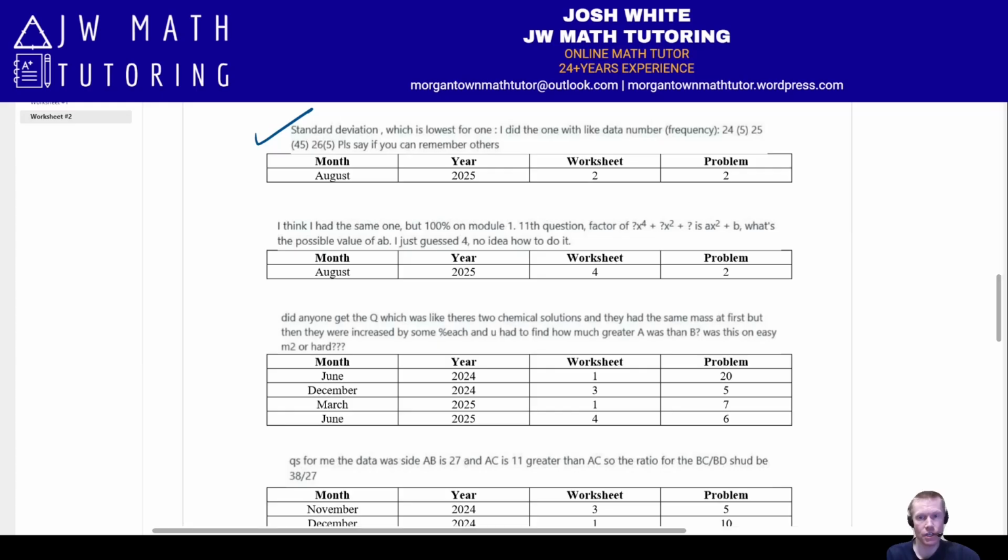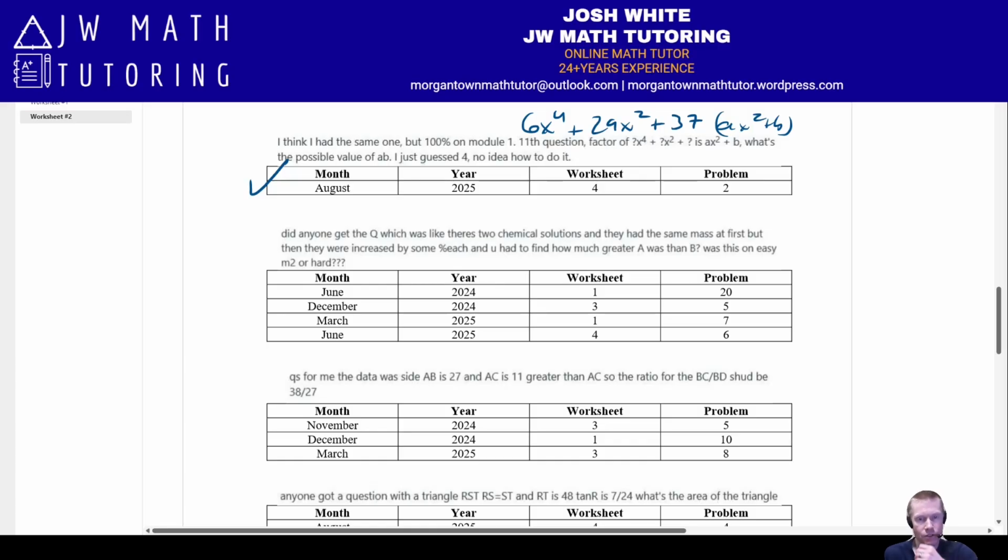Next, there is a question where you have a 4th degree polynomial. I'm just making these numbers up. It's like 6x to the 4th plus, I don't know, 29x squared plus 37 or something like this. And it tells you that one of the factors is ax squared plus b. What's a possible value of ab? There are technically 2 different answers, because you can factor it, but it's not specified which parenthesis is the ab parenthesis versus the other one. If you want to see how to solve this problem, check out, again, August 2025, worksheet 4, problem number 2.